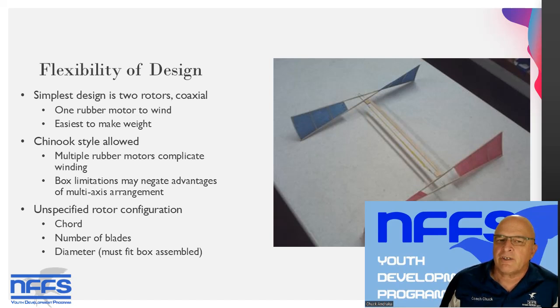The box limitations may negate these advantages because if you have two rotors, both on the structure adjacent to each other, you're taking up more of your box, and it's hard to maximize your rotor size. In addition to that, you've got two motors to wind, and that complicates your winding process. When you only have 10 minutes to get off your two flights, that could be a problem. So the Chinook style may be something you want to play with if your team is an advanced team, but I wouldn't recommend it for basic qualification flights.